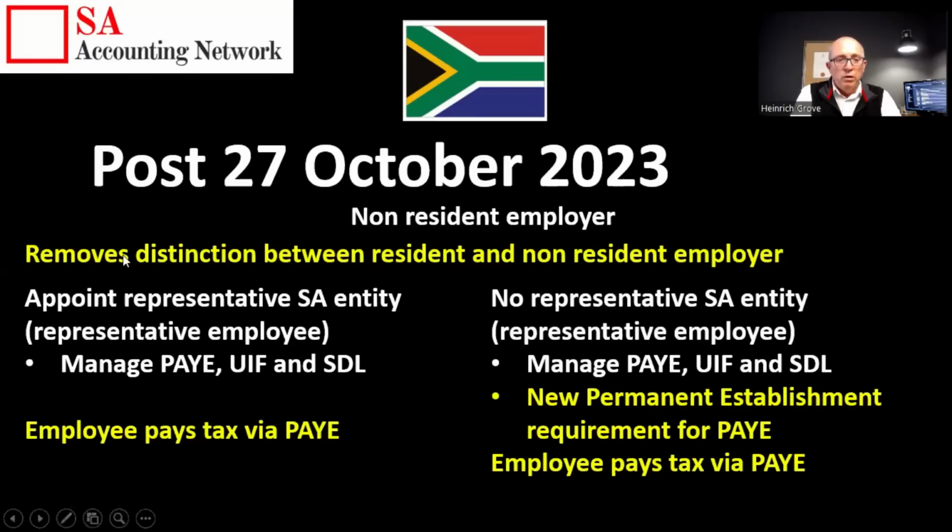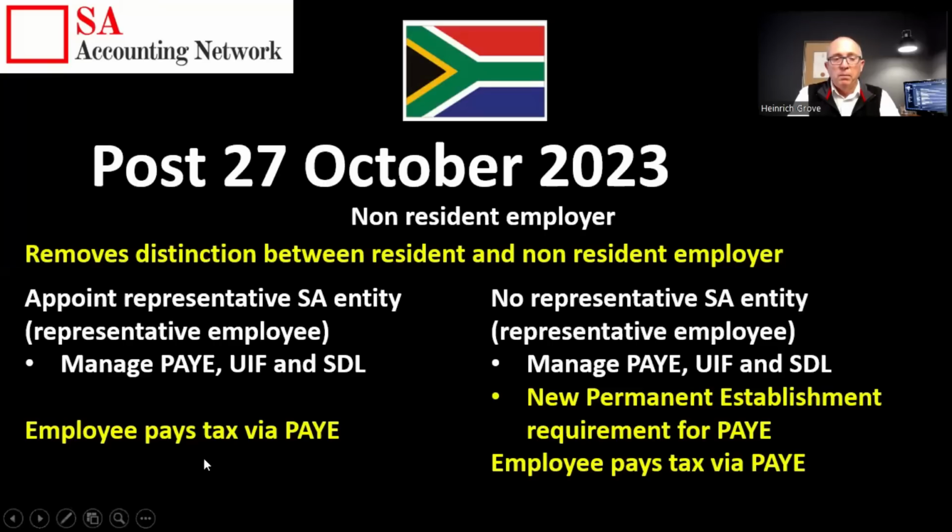So previously, like I said over here, the one on the left-hand side is if you appoint a representative in South Africa, then that representative managed the pay-as-you-earn and UIF and SDL. So now if you don't have a representative entity in South Africa, it's exactly the same. You can see that the company, the foreign employer, must still manage the pay-as-you-earn and UIF and SDL. So you can see they made the playing field exactly the same.